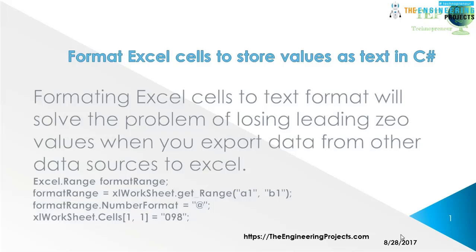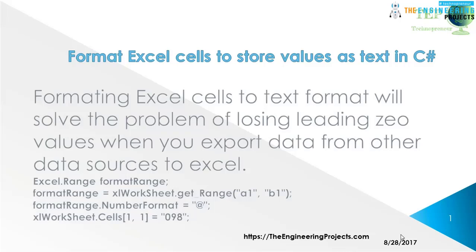For example, if you want to store your integral value as a string, then you can use the following code: Excel.Range, and formatRange is the variable of Excel.Range. Then formatRange is equal to excelWorksheet.get_Range, with the parameters row and column. formatRange.NumberFormat is equal to "@". The at sign will tell the Excel file that it is the string type. Then excelWorksheet.Cells[row, column] is equal to the specific data.